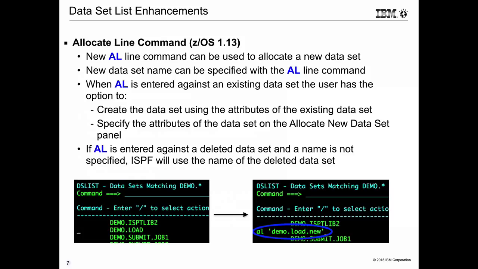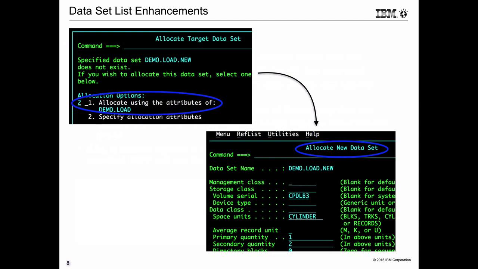If you look at the example at the bottom of the screen, you see a data set called demo.load, and in the right picture I type AL beside it, and then I specify a new name, demo.load.new, for a new data set that I want created that's almost like demo.load. When I do that, I get the allocate target dataset panel that pops up, and it basically is asking the simple question: do you want to allocate the data set to be exactly like the one you typed it beside, demo.load, or do you want to slightly change the attributes?